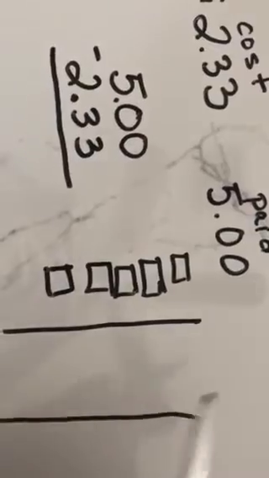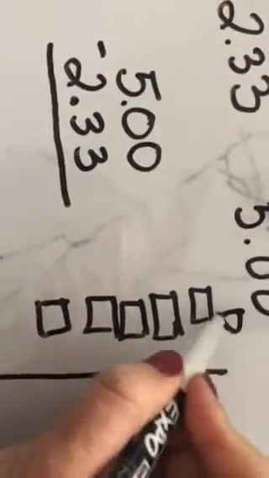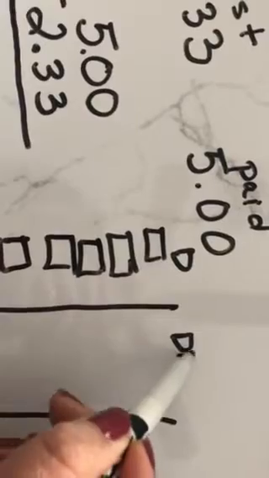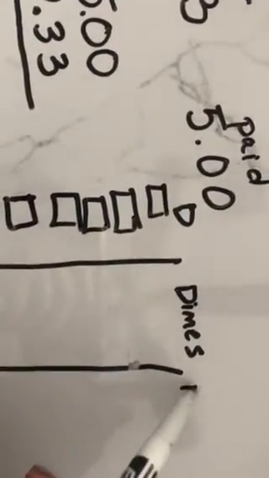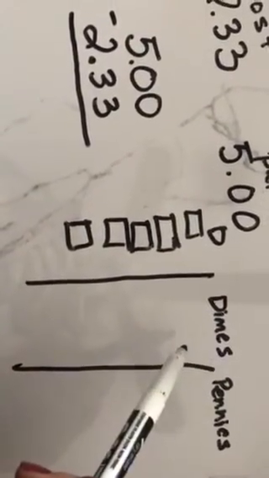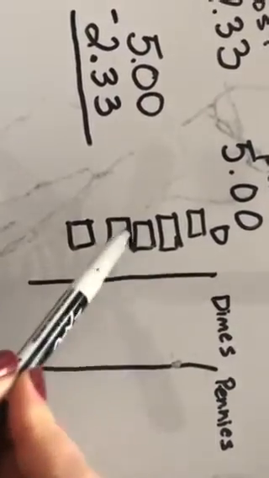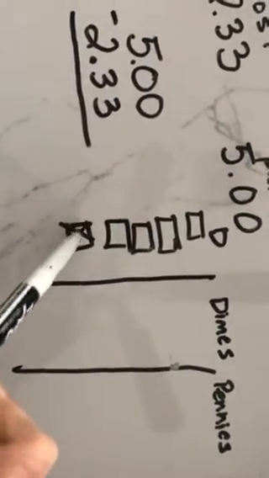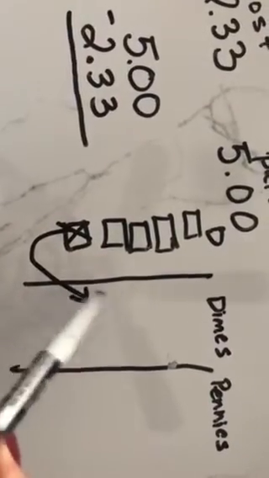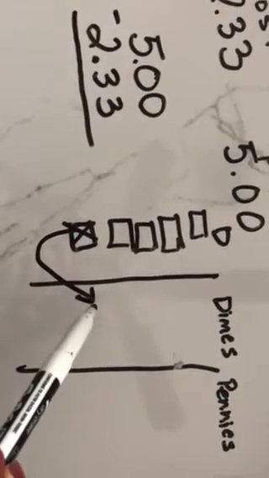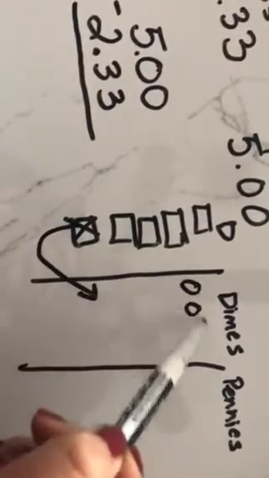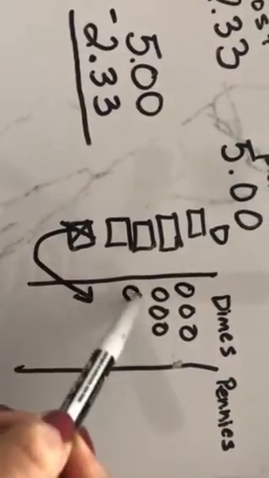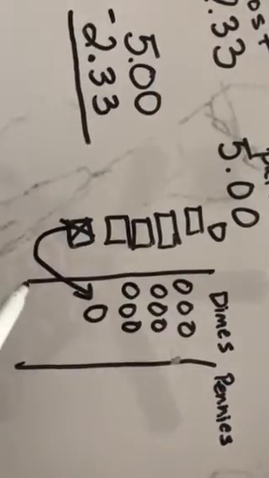Something that might help you too is organizing this way. So let's do our dollars, and these are going to be our dimes and our pennies. We don't have any pennies to subtract from, so let's look at our dimes. Do we have any dimes? No. So what we can do is go to our dollar. We can take one of our dollars and break it up into our dimes. Well, how many dimes are in a dollar? 10. So we're going to draw out our 10 dimes.